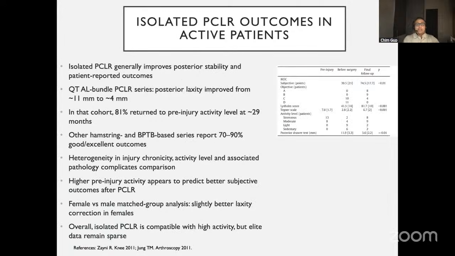What about isolated PCL outcomes? Generally very good. And you've got an 80 to 90% return to play rate, both for patella tendon and hamstrings. And female versus male, actually the females have slightly better laxity correction, probably because they have a higher tibial slope, so that actually helps you resist posterior draw.